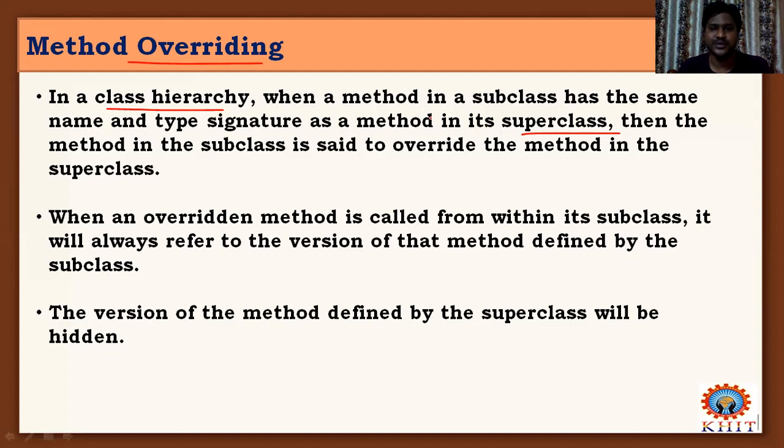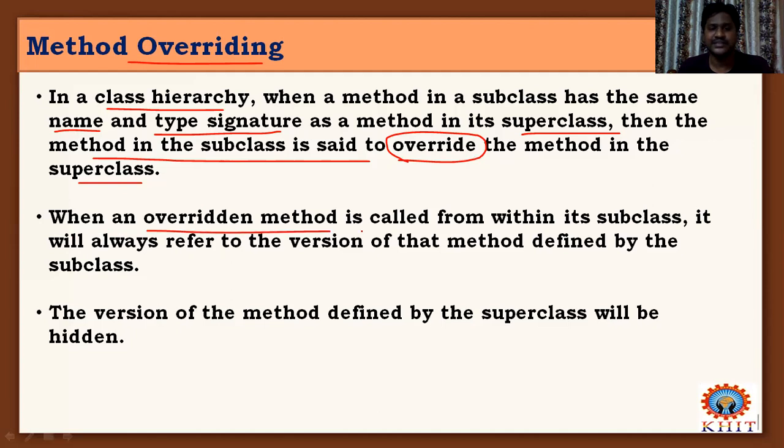Keep in mind that this point is very clear. When a method in a subclass has the same name and type signature, both should match, right? Then the method in the subclass is said to override the method in the superclass. The point is very clear. When we have a method in a subclass with the same name and type signature as the method defined in the superclass, that subclass method is called an overriding method.